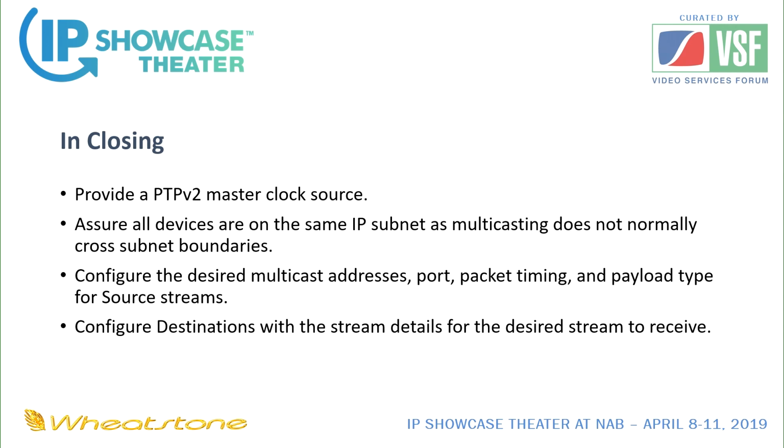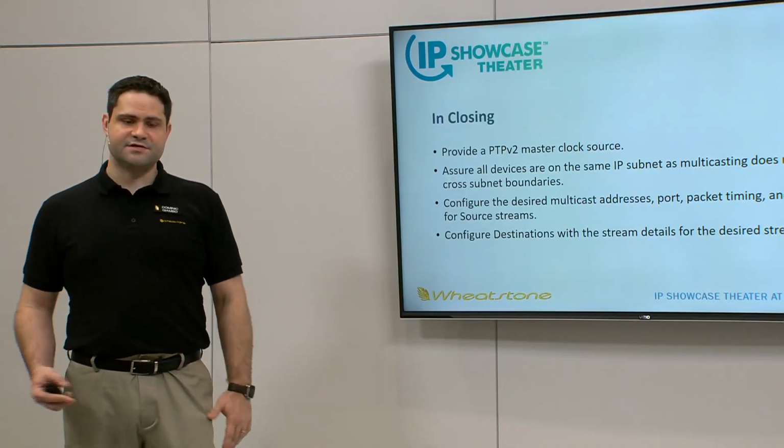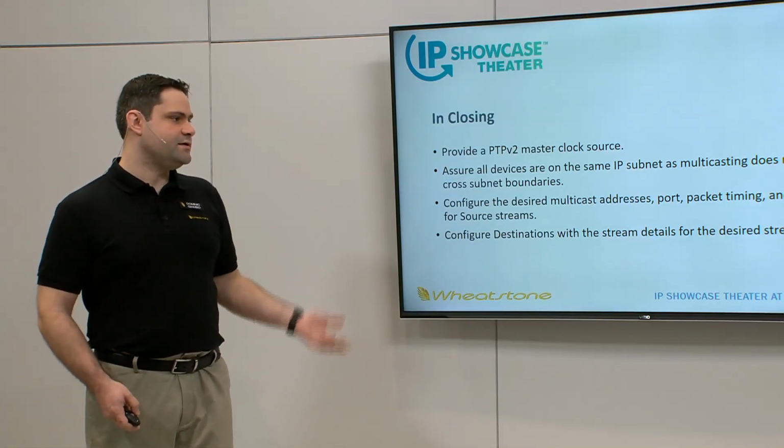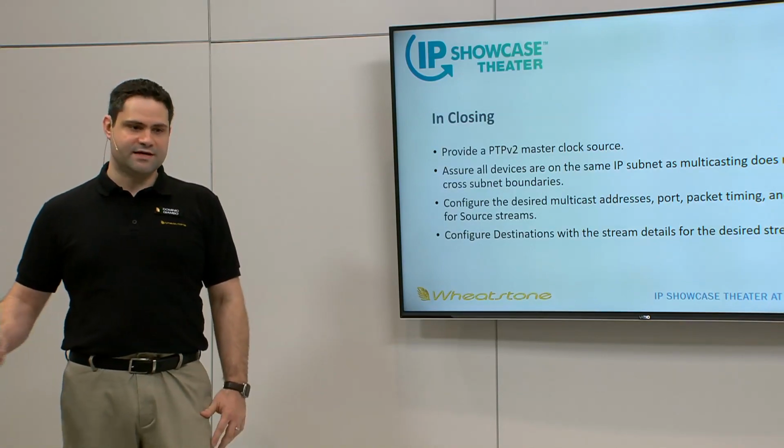And obviously you need to ensure they're all on the same subnet unless you've done additional routing to be able to route multicast between subnets. You configure the desired multicast addresses, the ports, the packet timings, and the payload types for those streams, and then you configure the destinations to receive the streams that you want to receive. Or in the case of the blade, you simply make a cross point and it will provide the information needed to the destination.